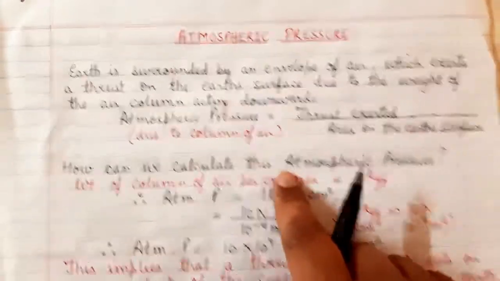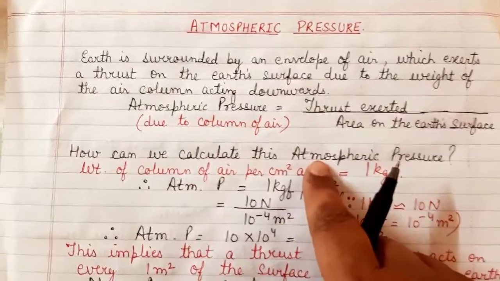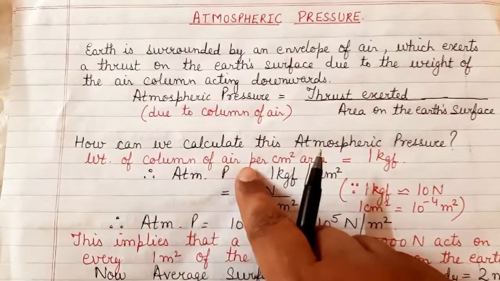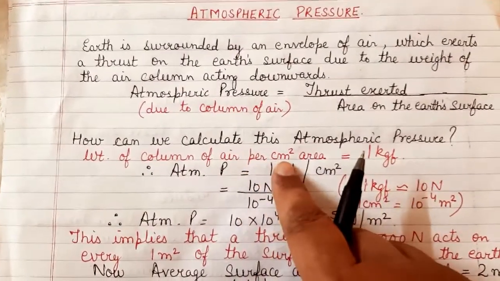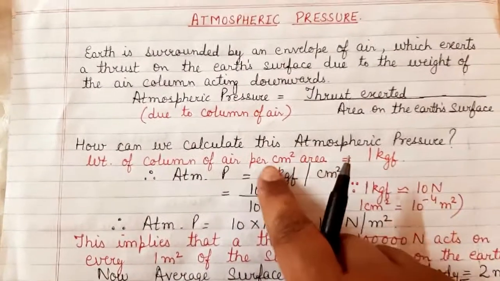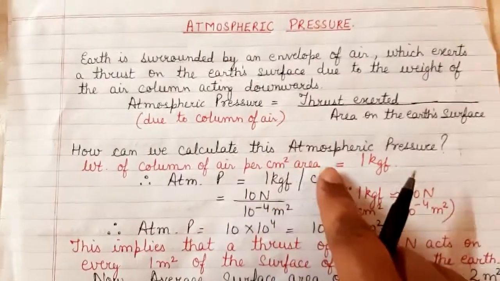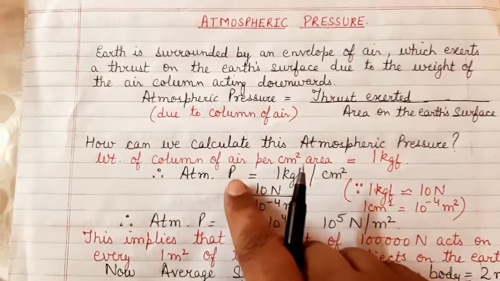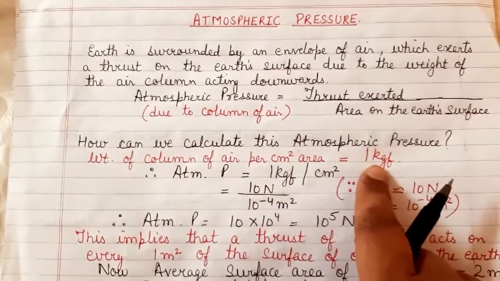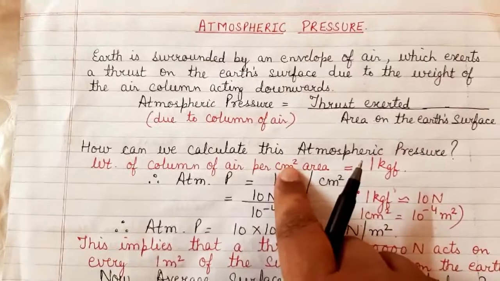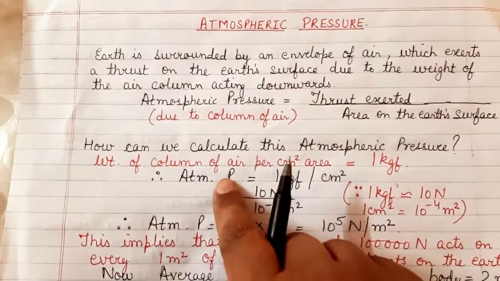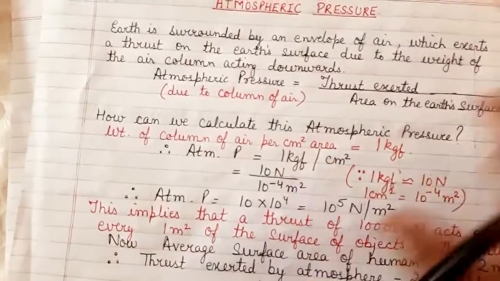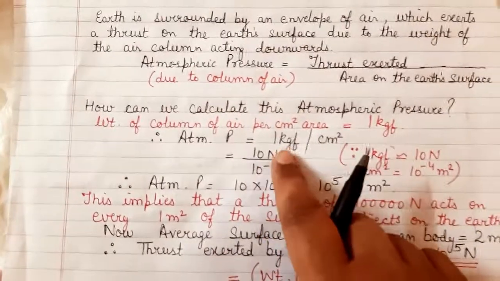Now let us see how we can calculate this atmospheric pressure. We should know that the weight of the column of air which is acting per square centimeter area is approximately equal to 1 kilogram force. Now, if 1 kilogram force is acting per square centimeter area, then the atmospheric pressure will be given by 1 kgf per square centimeter.